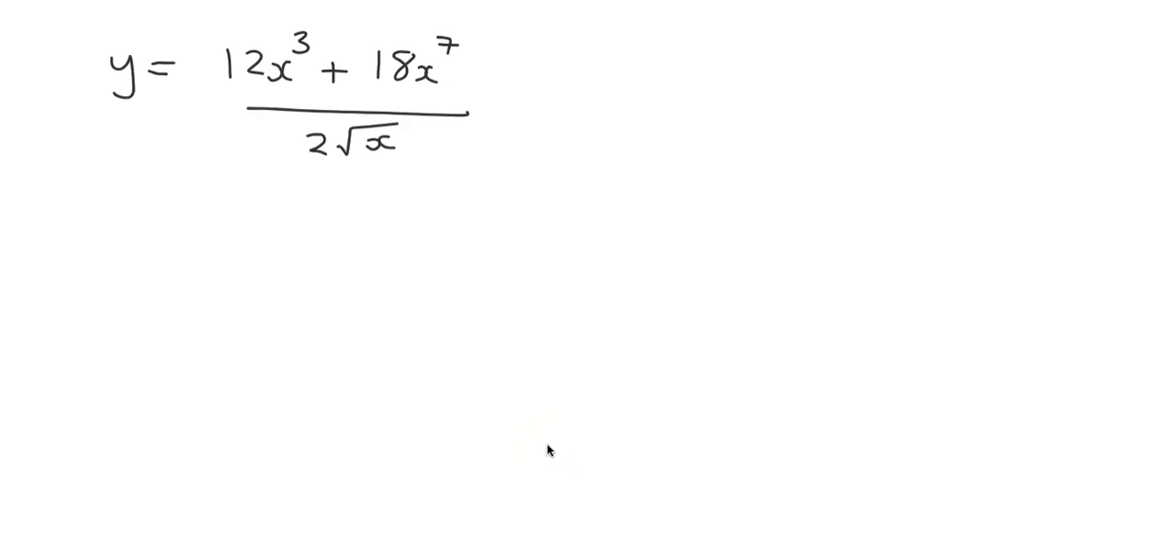Okay, let's look at this question. A little bit more challenging, obviously. So we have to manipulate this equation into a manageable form. The first thing I'm going to do here is to split this large fraction into multiple fractions. So we're going to do it like this: 2x cubed over 2 root x plus 18x^7 over 2 root x.